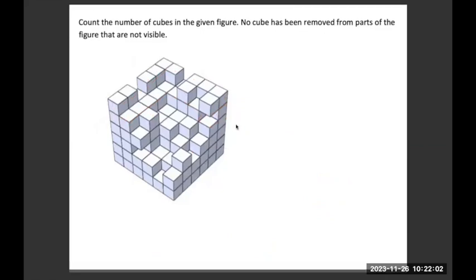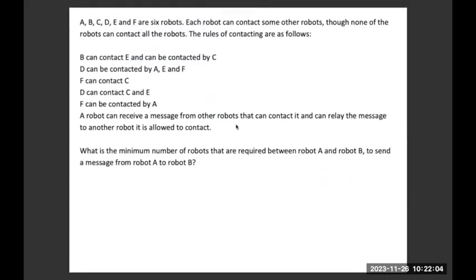We'll move to the next one. This is the situation which is provided. A, B, C, D, E, and F are 6 robots. Each robot can contact some other robots, though none of the robots can contact all of the robots. There's a possibility that one robot may be able to contact 2 or 3 robots, but not all. There's no one robot who can contact all the robots together. These are the rules of how these robots can connect with each other.